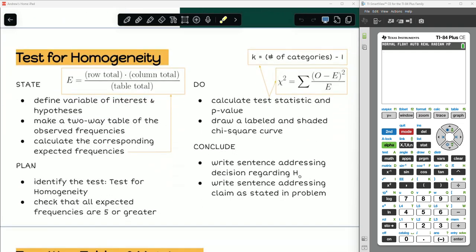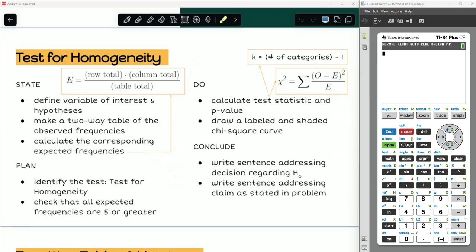The upside is that this mostly looks familiar. The state step looks exactly like it did for a test for independence, including how we calculate those expected values and the fact that the calculator will do it for us. We know in the plan step, it's the same check for all chi-squareds. We're checking that our expected frequencies are 5 or greater. If we want to calculate our test statistic by hand because we enjoy those calculations, the formula for that is the same: observed minus expected squared divided by expected, add them up for every box in the table.